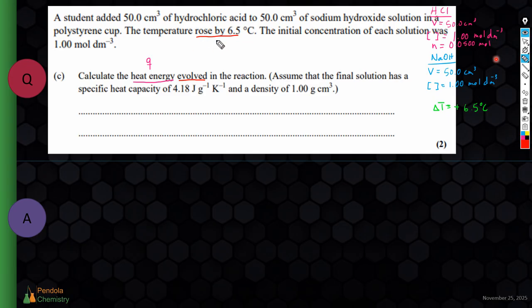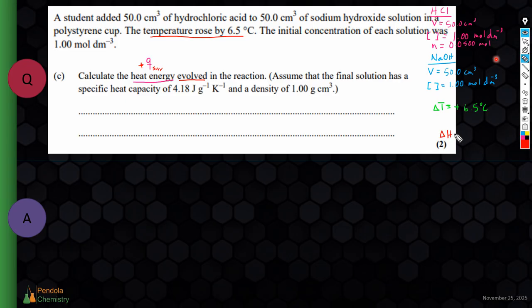It rose by 6.5 degrees. So what does that mean? That means that q of the surroundings is going to be positive, because the system is releasing energy, and that energy is being absorbed by the surroundings. It also means that delta H at the end is going to be negative because the system is releasing energy. So we can put that here as an aside.